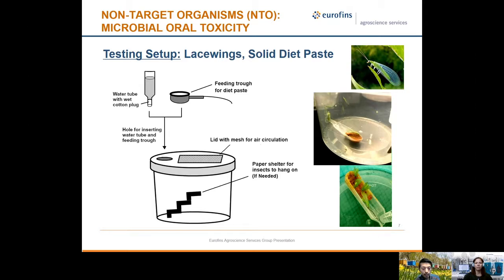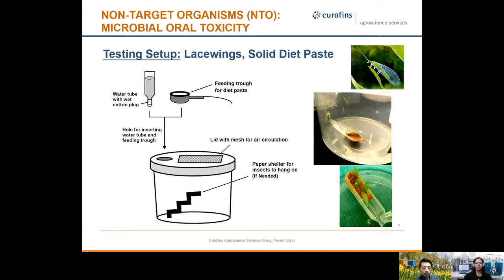And both of these are inserted in a very simple test container that is made out of a 12 or 16 ounce disposable plastic deli container. The lid has been modified to include a screen that will allow maximum airflow. And down at the bottom, you can see in the test unit sometimes a piece of harborage, like a piece of paper, is also included in the test unit to provide the lacewings with harborage and something to land on.